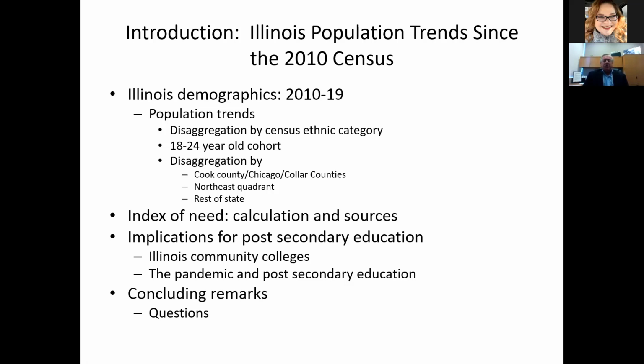I will then discuss the index of need, just to refresh your memory with respect to the calculation of the index and the sources that we use to collect the data that are used to calculate the index. I then want to move to two topics, one of which is the implications for post-secondary education of these population trends since 2010. And I also want to talk a little bit about the impact of the pandemic, the attempts to control the virus on secondary education. I will then conclude with a few remarks, and we will take questions.